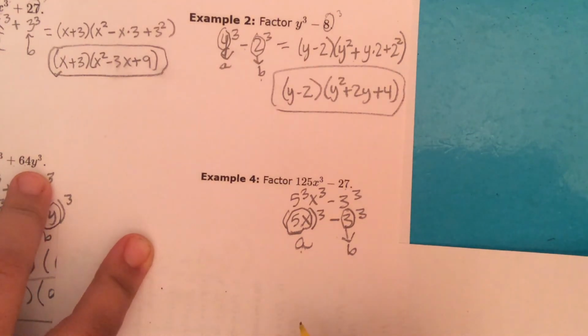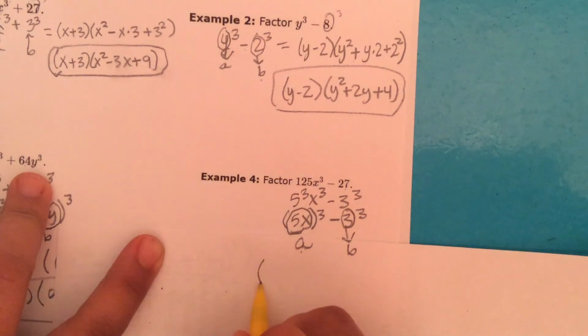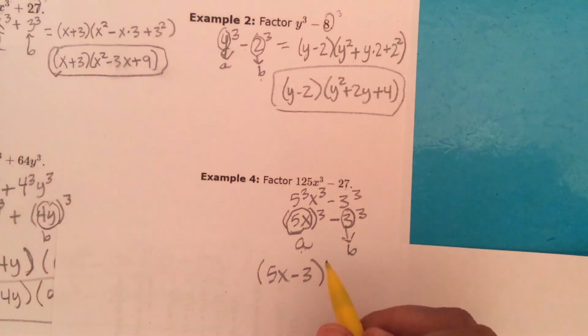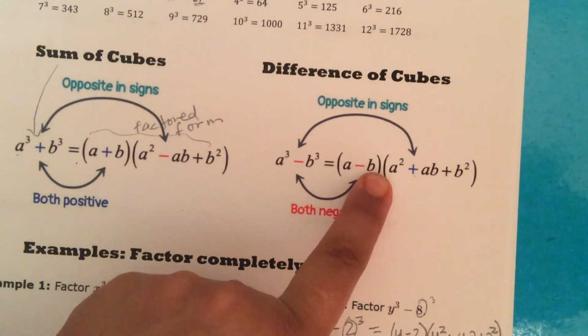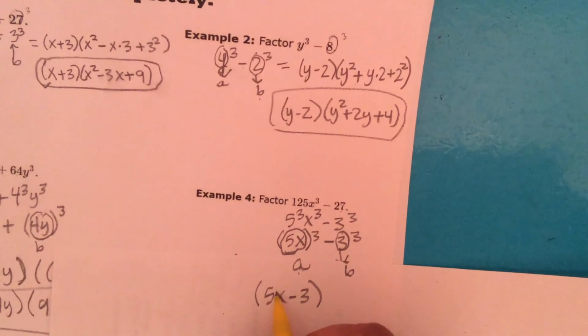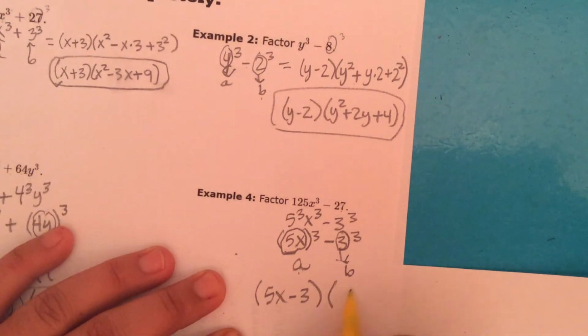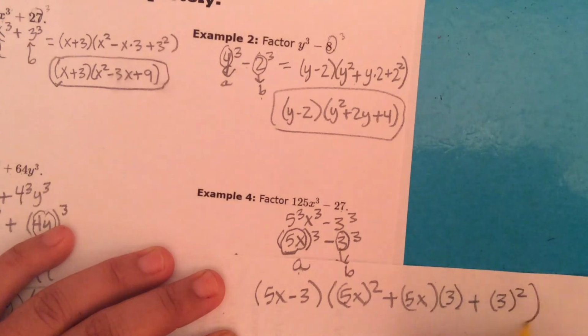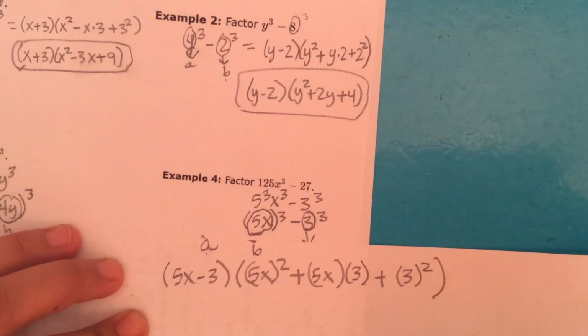You're going to replace it with the difference of cubes formula because it's a minus. So that's going to be 5x minus 3. No more cubes. Okay, so down here, there's no more cubes. Okay. So then that's going to be a squared, so 5x, the whole thing is squared, plus a times b, 5x times 3, plus b squared, 3 squared. Okay, so that's the formula right there.